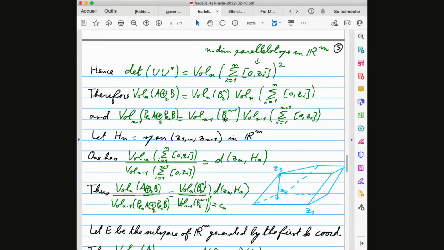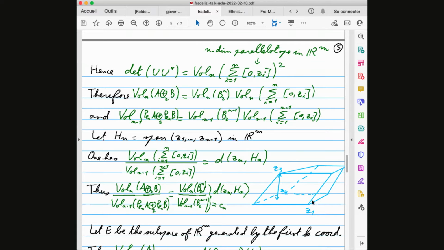So I get a constant, and when I divide these two lines, I get the quotient of the volume of these two parallelotopes. But you notice that the second parallelotope is just a face of the first one. And so I get that this quotient is just the distance, because you know the formula for the volume of a parallelotope.